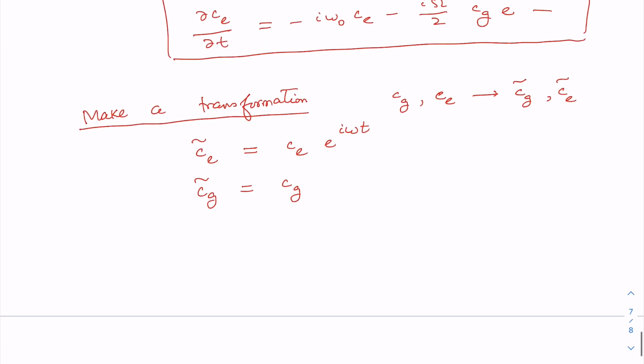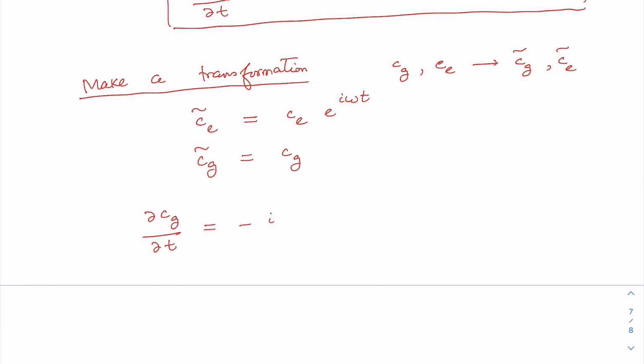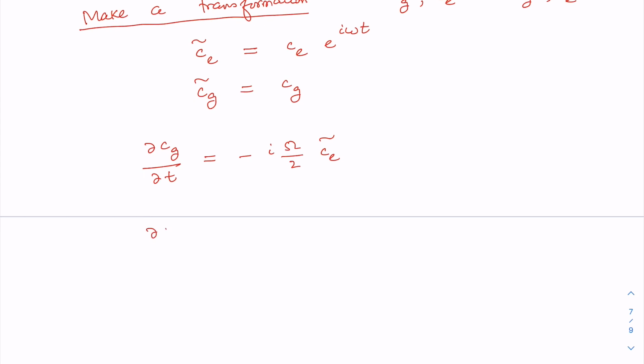If I do this transformation, I can rewrite my coupled differential equation very trivially as del Cg del t is equal to minus i omega by 2 Ce tilde, and del Ce tilde del t is equal to i delta, this is the detuning parameter, Ce tilde minus i omega by 2 Cg. Let me remind you that delta is omega minus omega 0, the detuning of the laser from the atomic resonance.